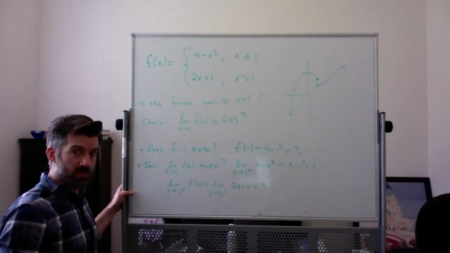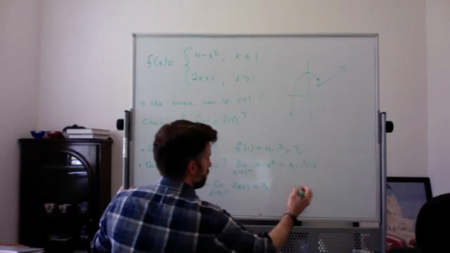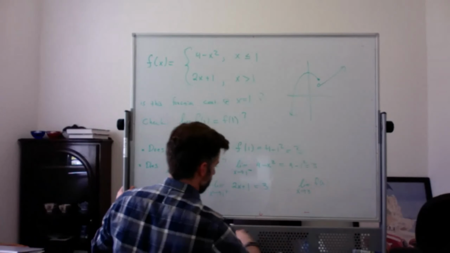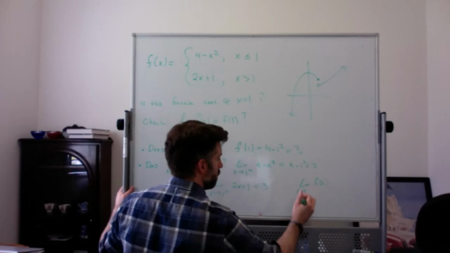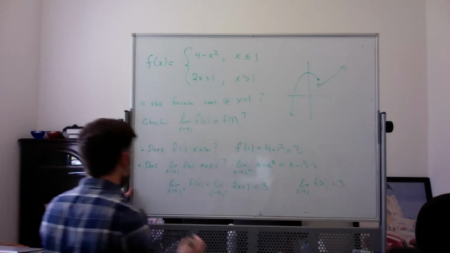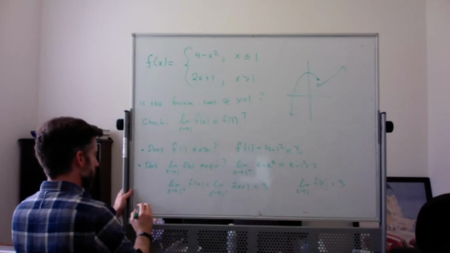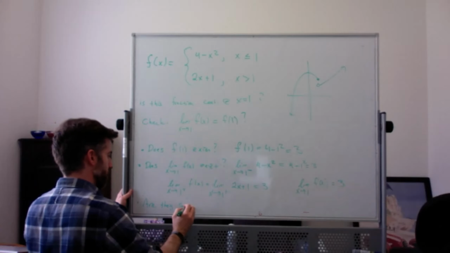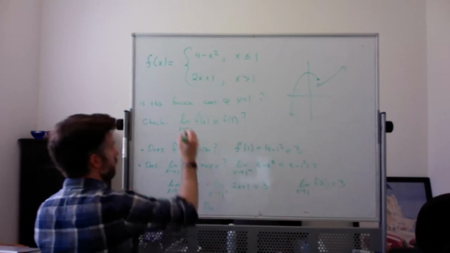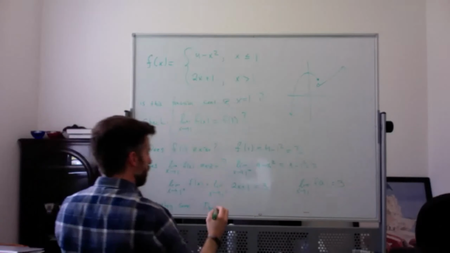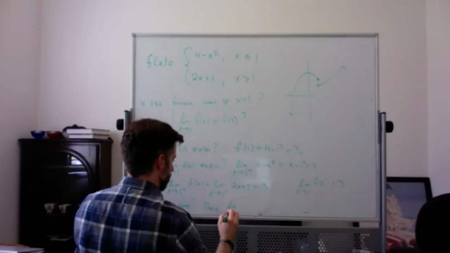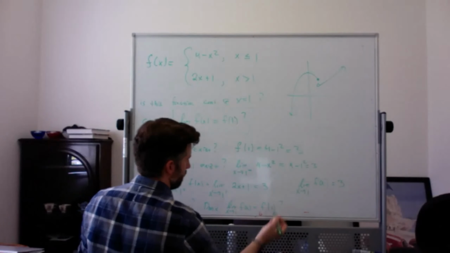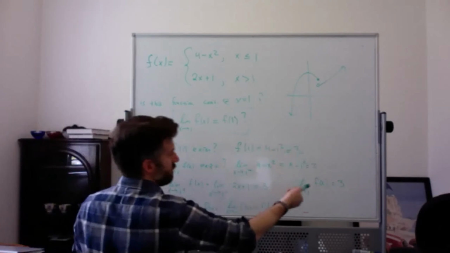Yes, because the left-hand limit and the right-hand limit agree. So we can say the limit as x approaches 1, apologies, of f of x is equal to 3. And then the final question, which we already can see the answer to, is, are they the same? Does the limit as x approaches 1 of f of x equal f of 1? And the answer is yes, right? f of 1 was 3 and the limit was 3.